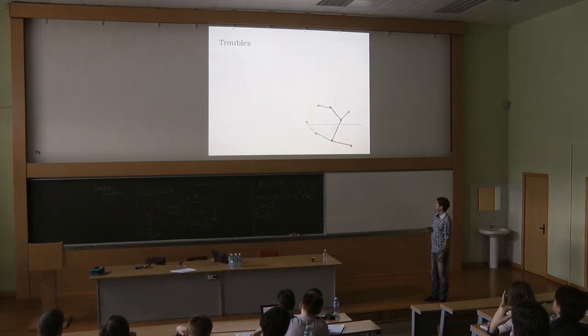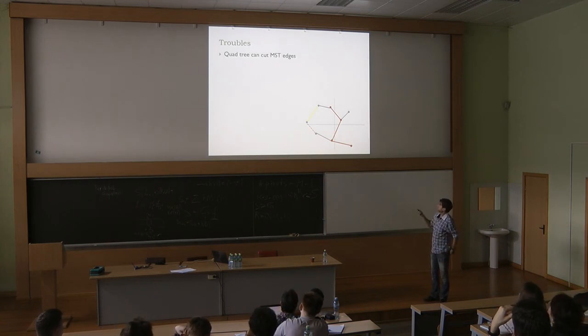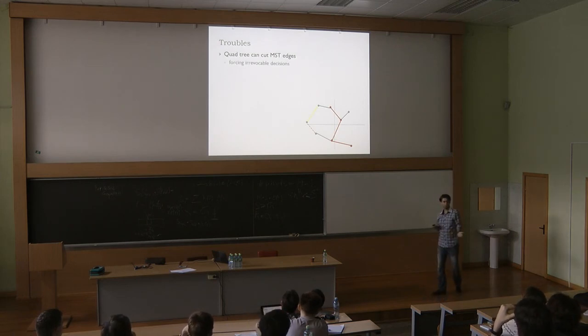And what are the troubles? I'll be done quick. First of all, the quad tree can cut these minimum spanning tree edges. And this will mean that the algorithm is forced to make some irrevocable decisions.